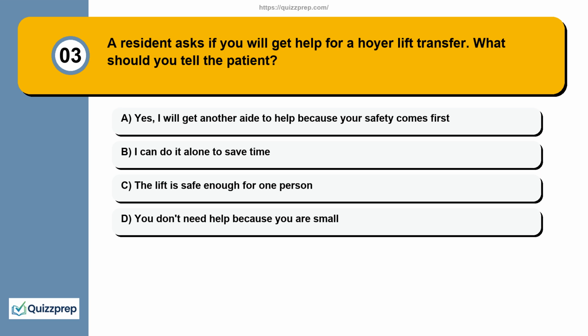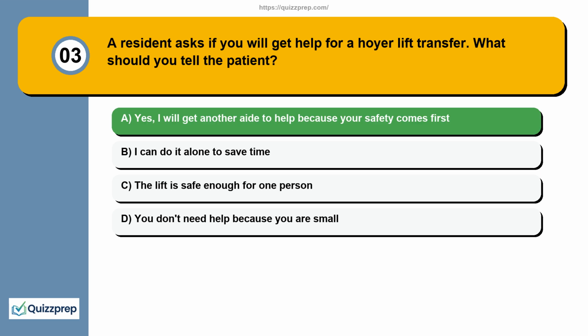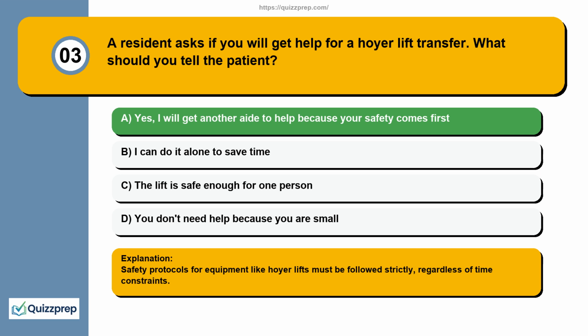Question 3. A resident asks if you will get help for a Hoyer lift transfer. What should you tell the patient? Yes, I will get another aide to help because your safety comes first. I can do it alone to save time. The lift is safe enough for one person. You don't need help because you are small. Safety protocols for equipment like Hoyer lifts must be followed strictly, regardless of time constraints.